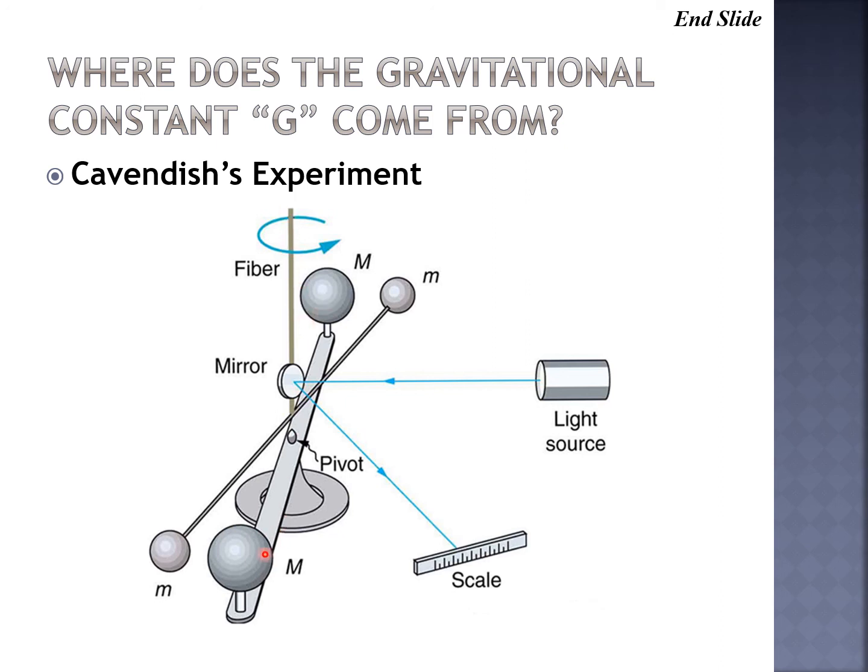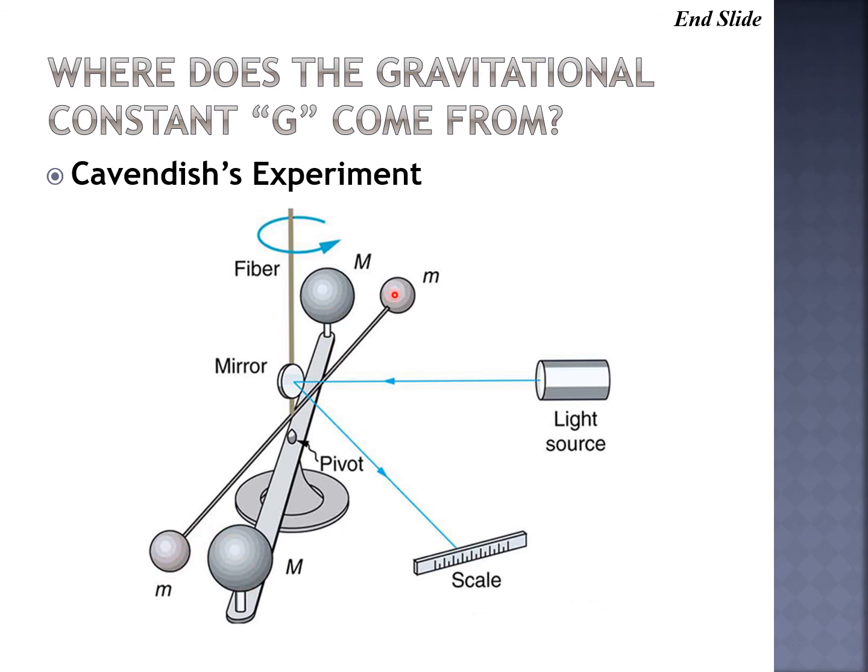Now, these two masses are then pulled really close to the two smaller masses here. Because of the gravitational force, large M and small m are going to attract each other, which means they're going to get closer, which means this fiber cable is going to turn a little bit. Well, I can actually measure the mass of each one of these objects. And because the light source is going to move on the scale as this thing turns, I can get the torsional force, which is equal to the force of gravity because they're balancing each other. And then I can physically measure the distance between the two masses.